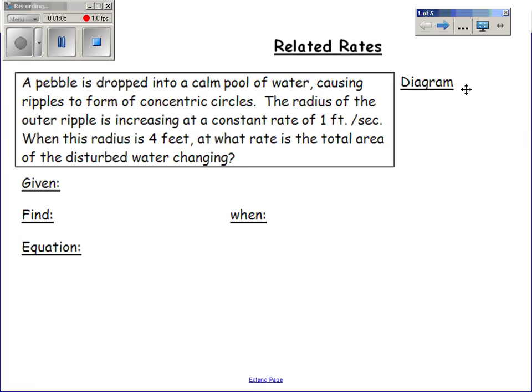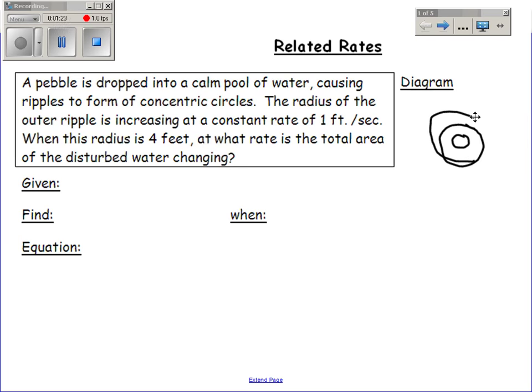Now, I would always start off drawing a diagram. This diagram is actually not extremely helpful. Basically, you're dropping in a pebble and the circles are getting larger and larger. Forgive me if my circles don't look very much like circles, like that one right there.